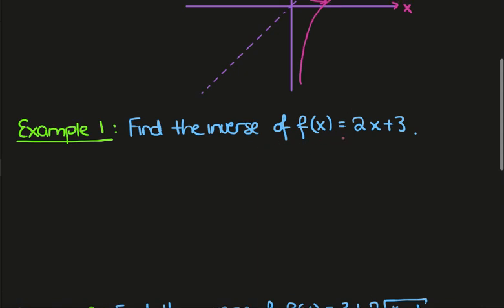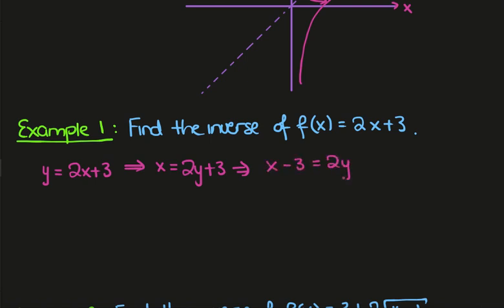So suppose we have the function f of x is 2x plus 3. So here we originally have that y is 2x plus 3. So step 1 is to swap x and y. So we have x is 2y plus 3. And then all we're going to do is solve for y. So we're going to have x minus 3 is equal to 2y, and therefore y is equal to 1/2 x minus 3. And so the inverse function, which we'll denote by f inverse of x, is 1/2 times x minus 3.